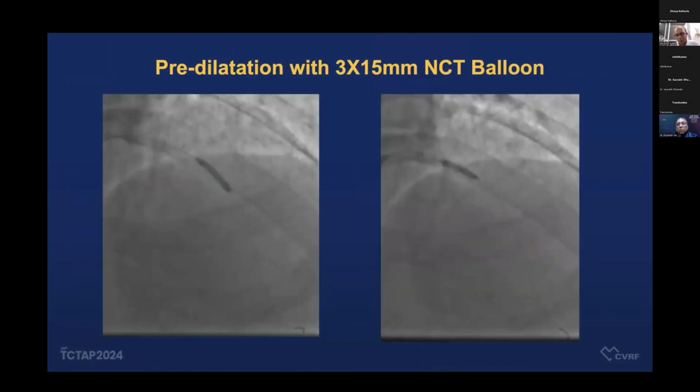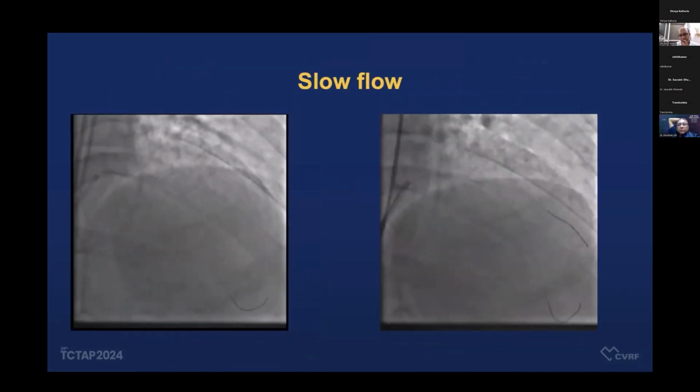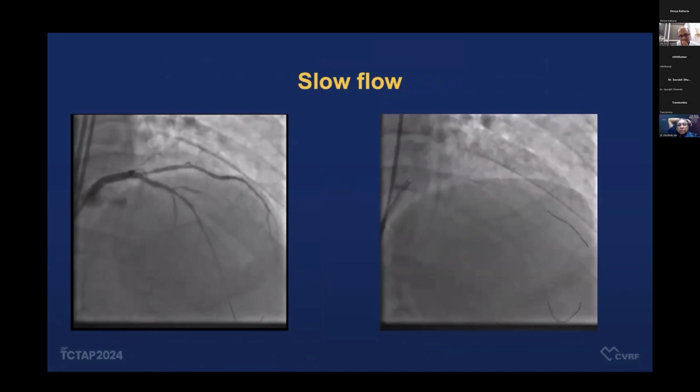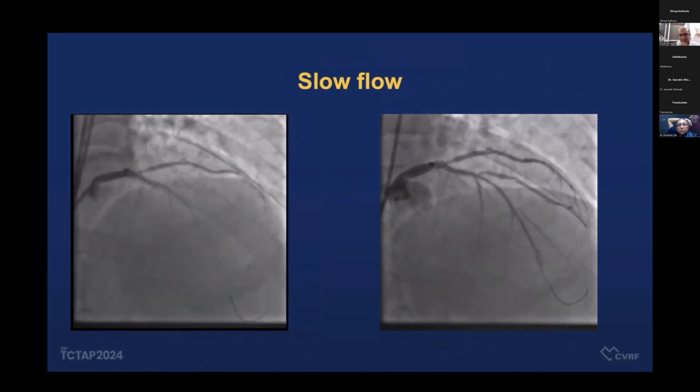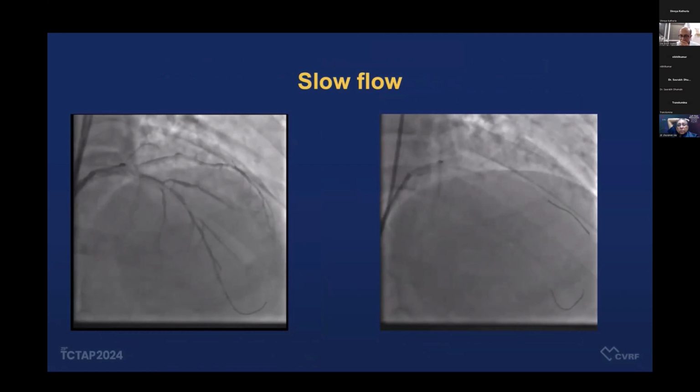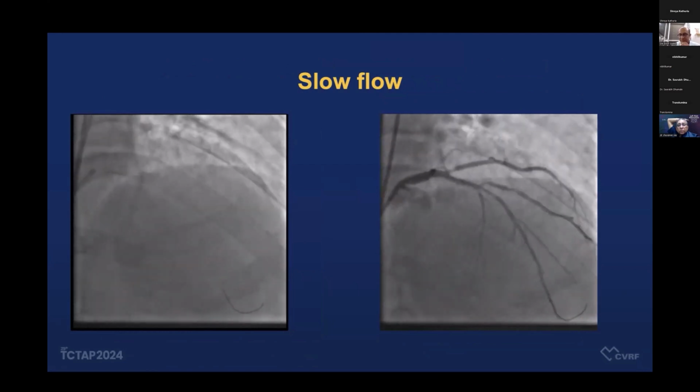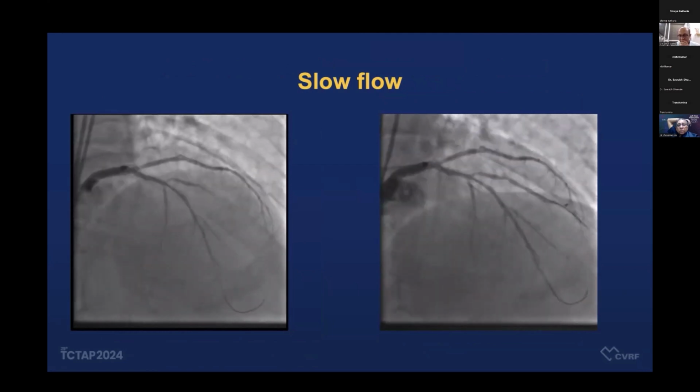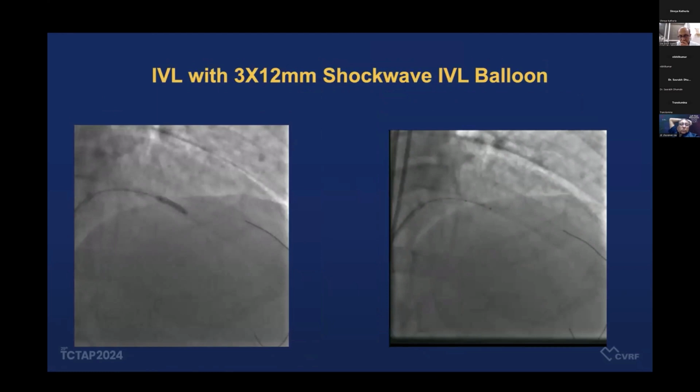We tried our luck with the non-compliant balloon, and we went ahead with a 3x15 NC balloon. As you can see at that particular part where the nodule was visible, the balloon was showing some waist. Now, post NC balloon dilatation, because there was some thrombus from the previous ACS event, there was some slow flow, which got better with intracoronary nicorandil and sodium nitroprusside.